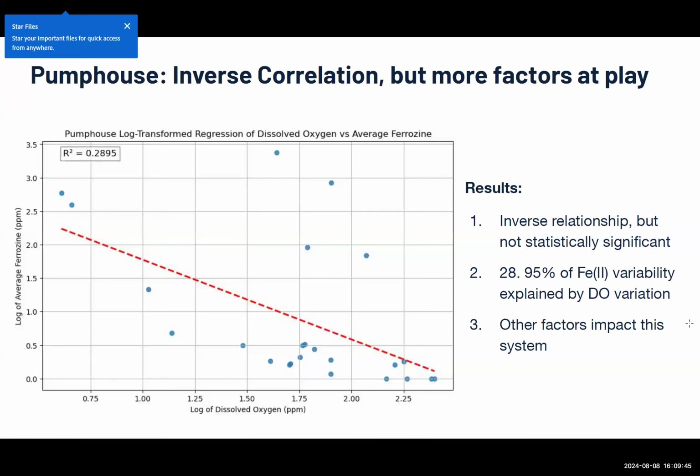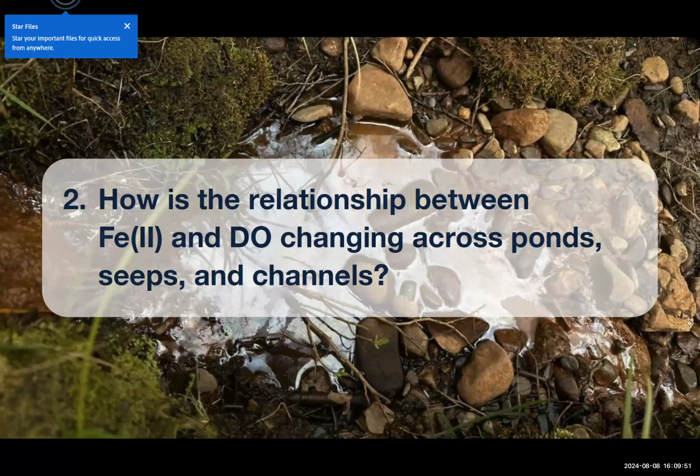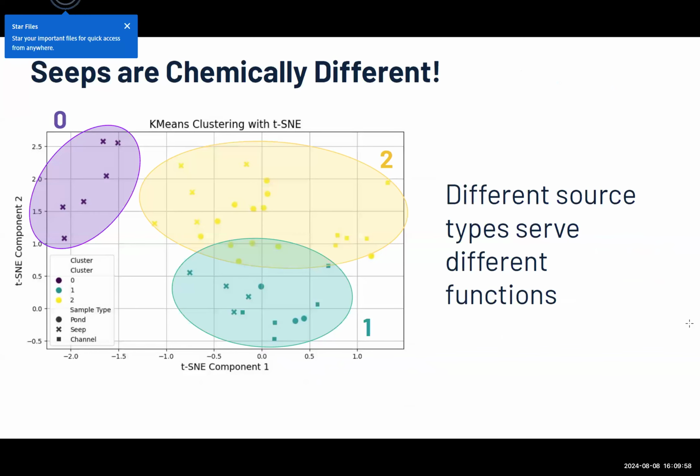And we found that seeps are chemically different. Seeps were significantly different with respect to the variables that we measured. And here you have cluster 2, which is predominantly made up of ponds, cluster 1, which kind of overlaps with 2 and has a mix of the source types, and then cluster 0, which is completely separate and only made up of seeps. This is awesome.